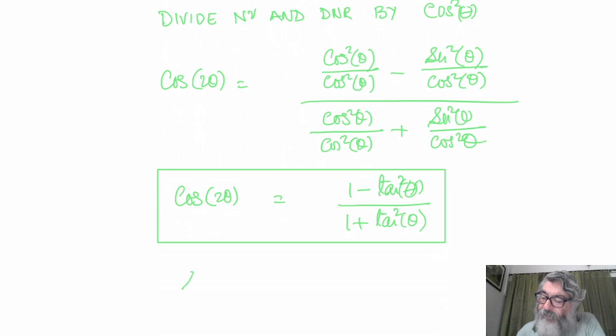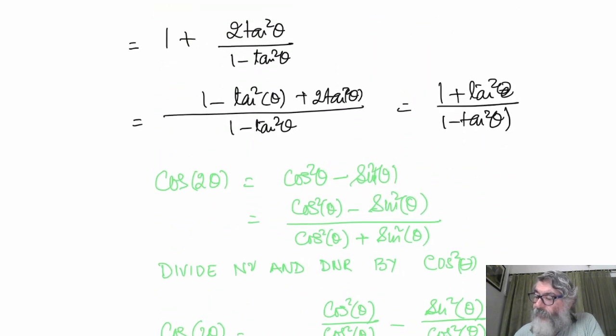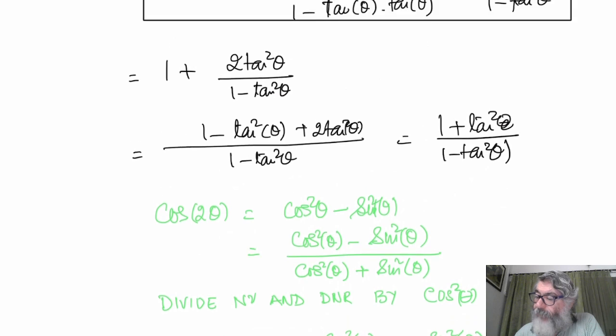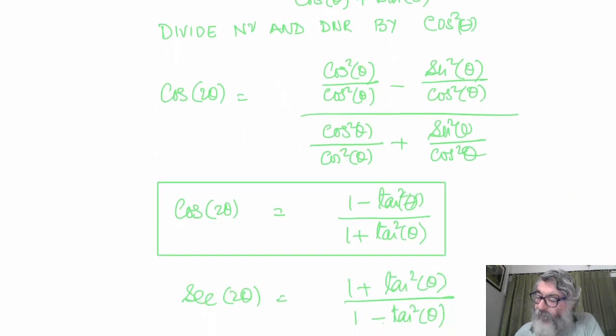So if I reverse this, sec 2 theta will become 1 plus tan square theta upon 1 minus tan square theta, and I think that is what is given here. So this is your answer.